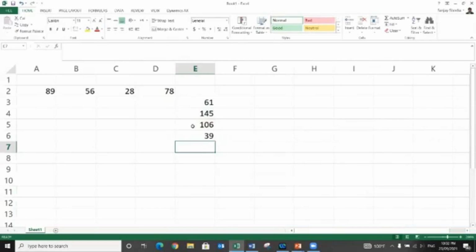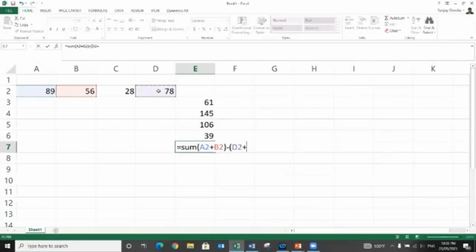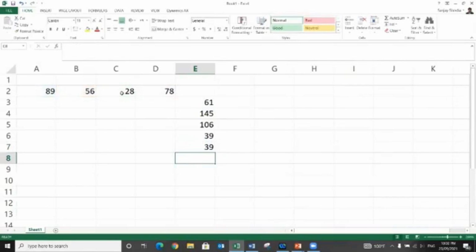If we want to do it a little bit more complex, what we will do is equals to SUM, bracket open, select the numbers that you want to add. So I want to add 89 and 56. Then find the difference by adding 78 plus 28. Bracket close. Still, I got the same answer. So here we used two functions, that is sum and minus or subtraction.